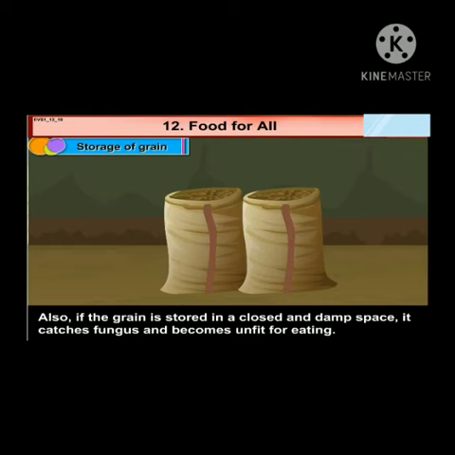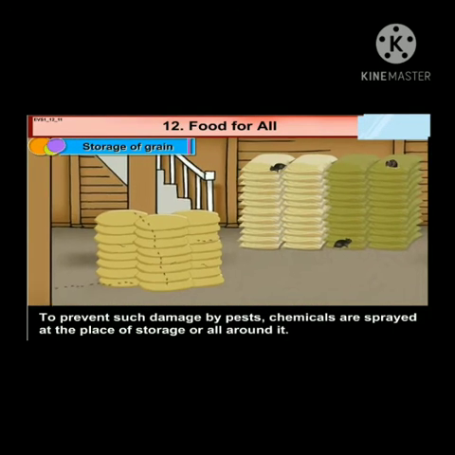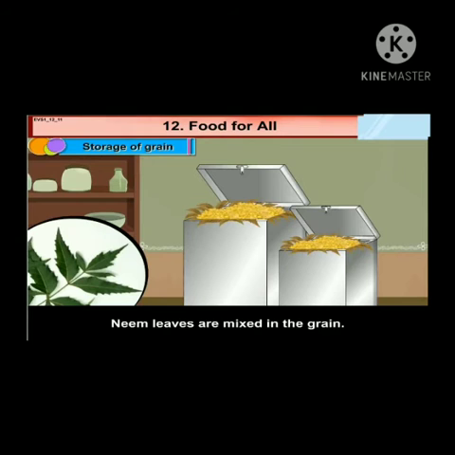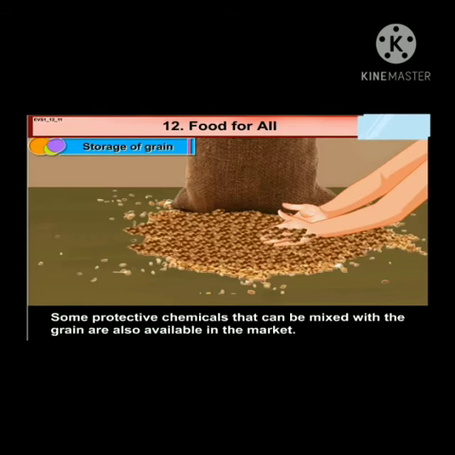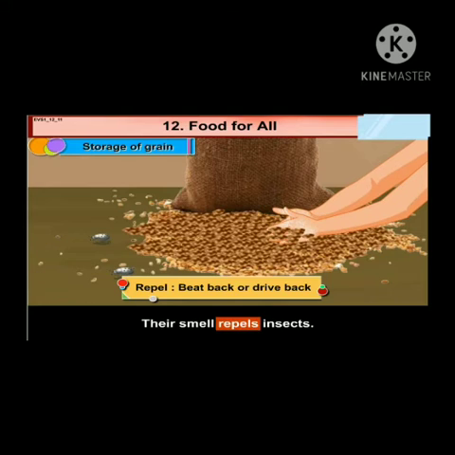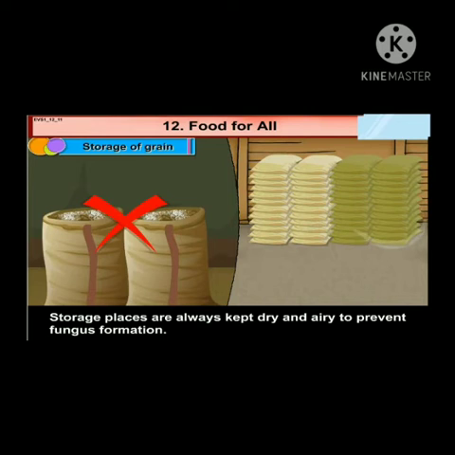Also, if the grain is stored in a closed and damp space, it catches fungus and becomes unfit for eating. To prevent such damage by pests, chemicals are sprayed at the place of storage or all around it. Neem leaves are mixed in the grain. Some protective chemicals that can be mixed with the grain are also available in the market. Their smell repels insects, means beat back or drive back. Storage places are always kept dry and airy to prevent fungus formation.